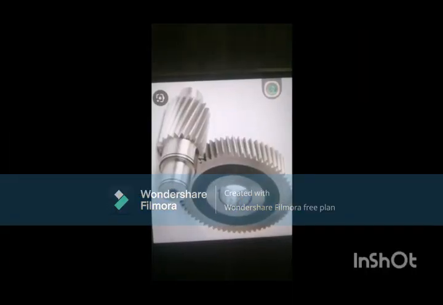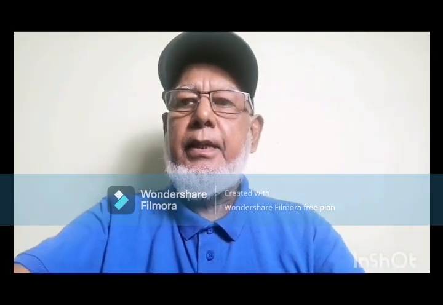A gear is a toothed wheel that transmits force and rotational motion to. Okay, clear?